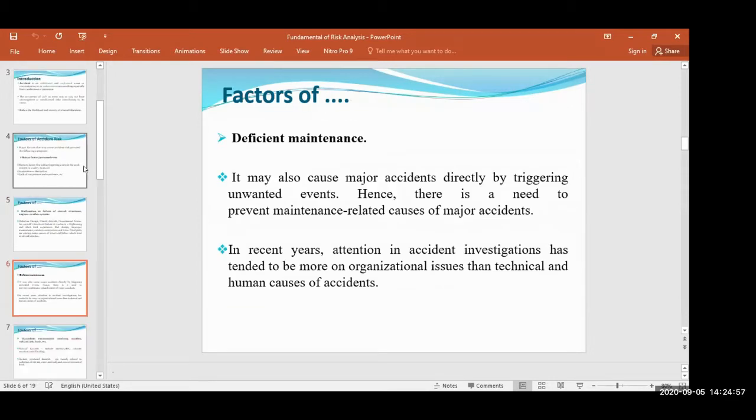Then deficient maintenance. Maintenance should be the main factor to reduce risks, but it is also a main factor in causing an accident. For example, if you drive a car, we should do maintenance within some service period, otherwise it also leads to an accident. It may also cause major accidents, directly triggering an unwanted event, and there is a need to prevent maintenance-related causes of major accidents. In recent years, attention is given to organizational, technical issues and human causes of accidents.